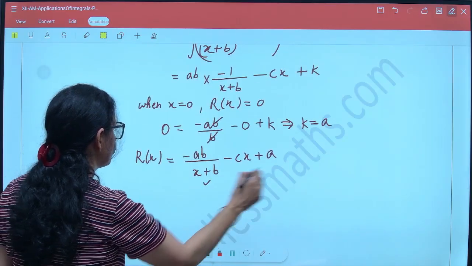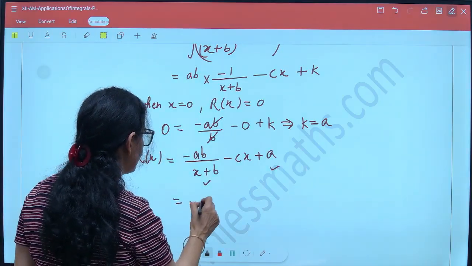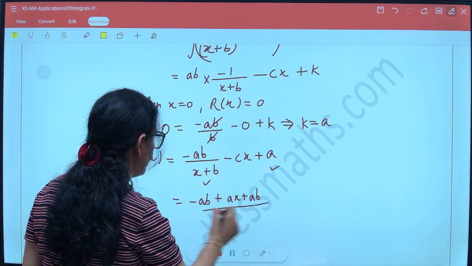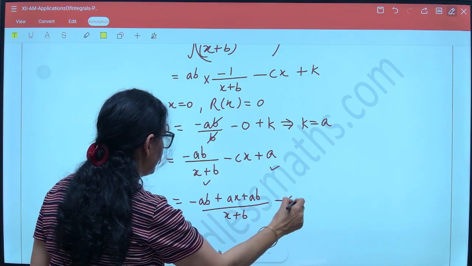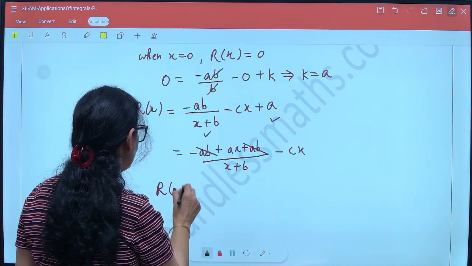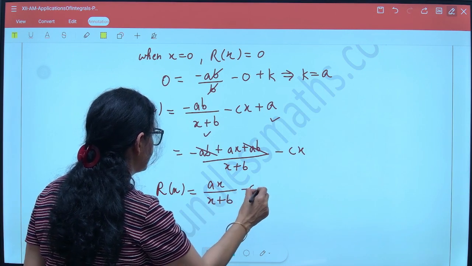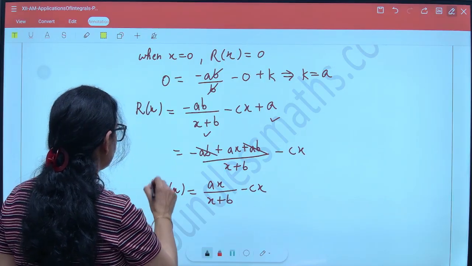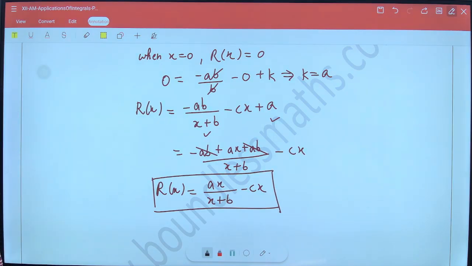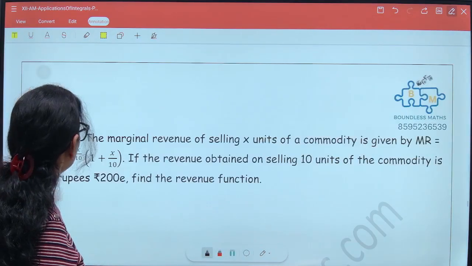Let's club these two terms the way we have done in the previous question also. So this becomes minus ab plus ax plus ab upon x plus b and then minus cx. ab gets cancelled and then we have the total revenue function given by ax upon x plus b minus cx. So this is your final answer. Understood? Superb. So let's move to the next question.